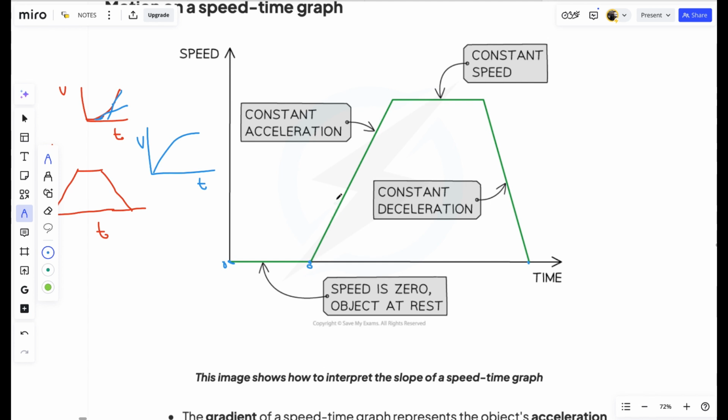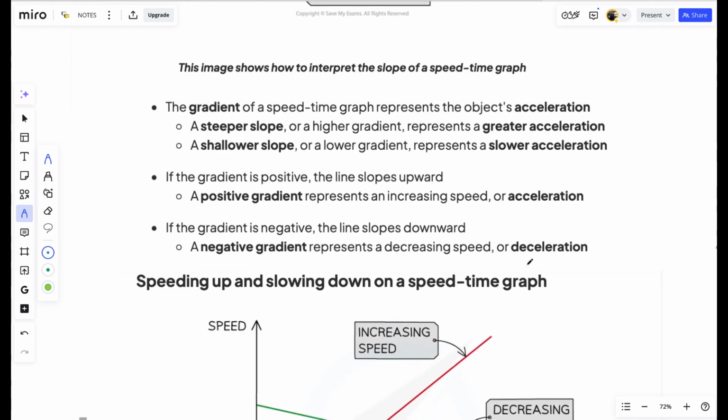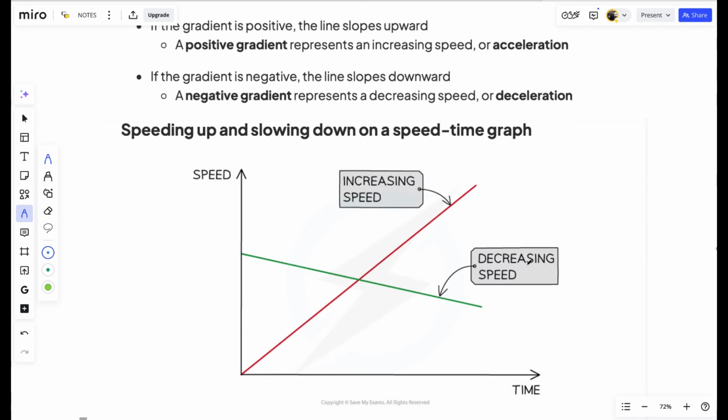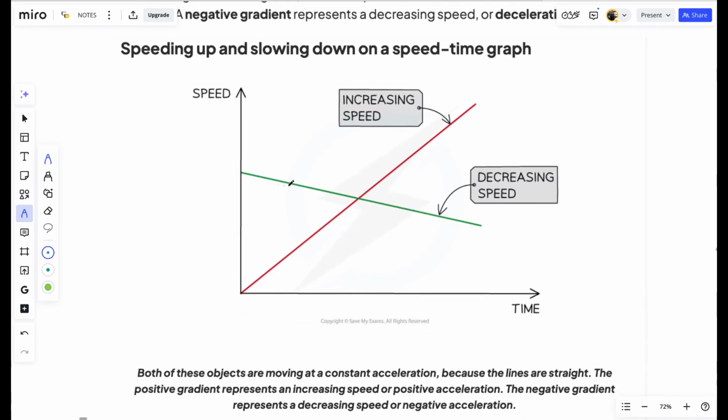This is a constant acceleration. This is a constant speed, and this is going down. This is a constant deceleration. Is that okay? Now we move on. The steeper the slope, the higher the acceleration, or the higher the deceleration. So this is a decreasing speed. This is an increasing speed in a speed time graph, and this is a decreasing speed.